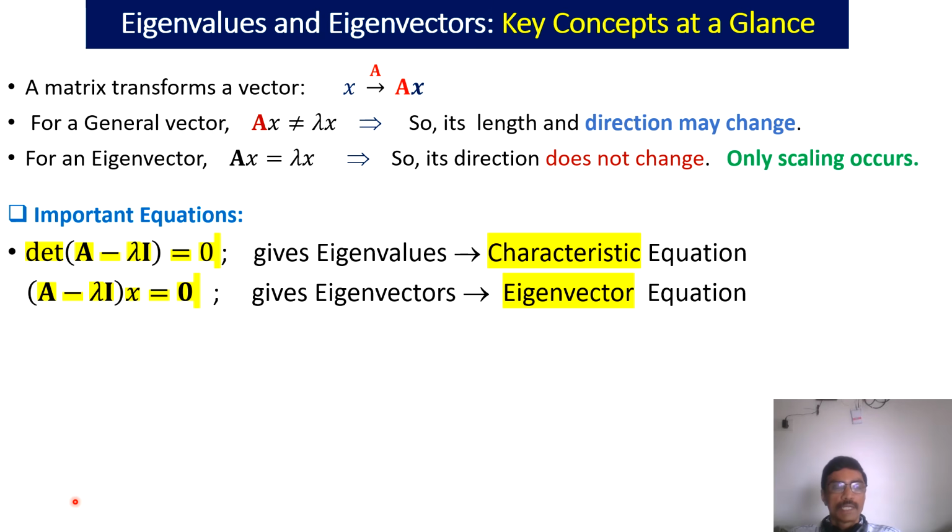The next step is the two important equations of eigenvalues and eigenvectors. The first equation is the characteristic equation, which gives the eigenvalues: determinant of A minus lambda I equals 0. Here lambda is the eigenvalue. The second equation is the eigenvector equation, A minus lambda I times vector x equals 0. The eigenvector equation gives the eigenvectors corresponding to the eigenvalues found in the characteristic equation.